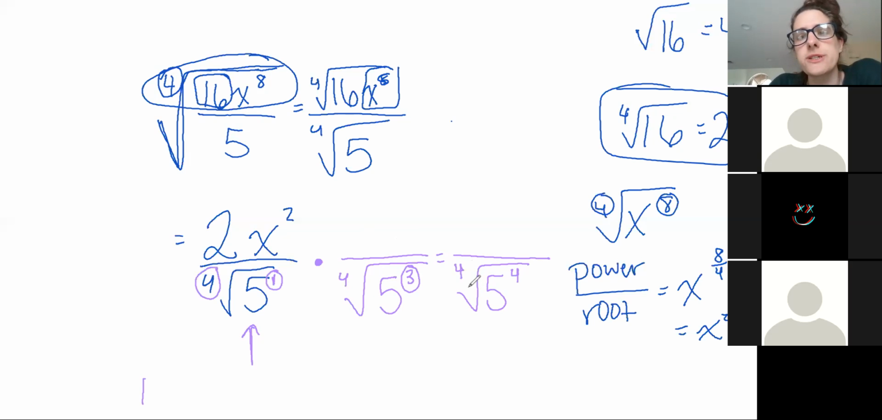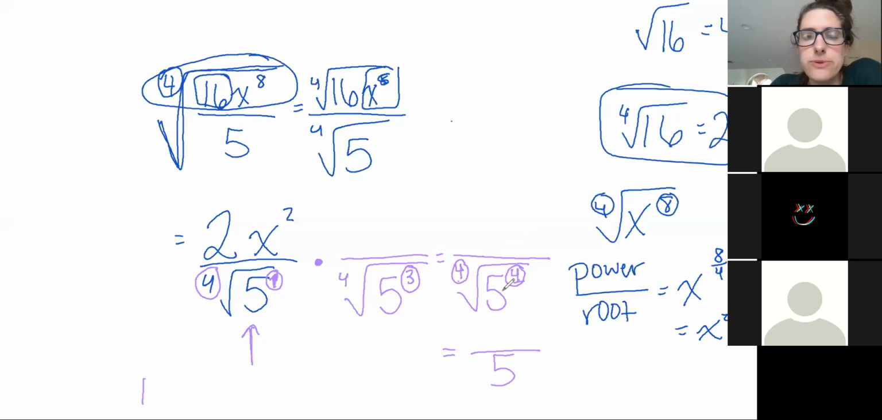What happens if your root outside and your power, if they match, what happens? It equals 1. So basically everything's going to cancel out and you're just going to be left with 5 to the 1st power, or 5. Okay, so that's your goal, is you want your root and your power to match. So you have to see, okay, if I got one 5 there, I need 3 more. Then they match and then they get to escape.